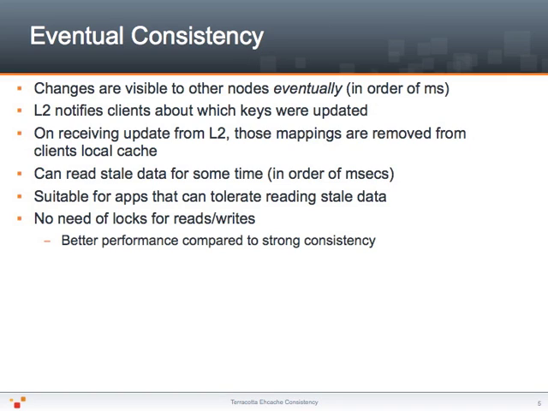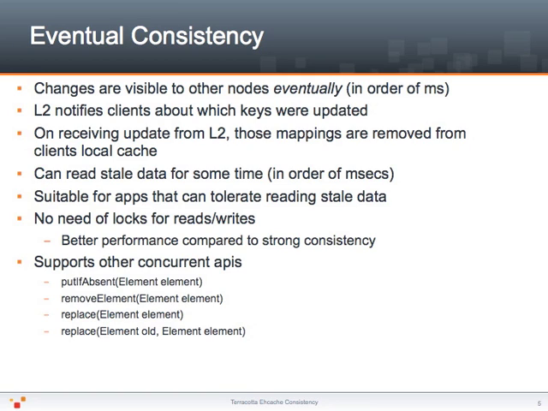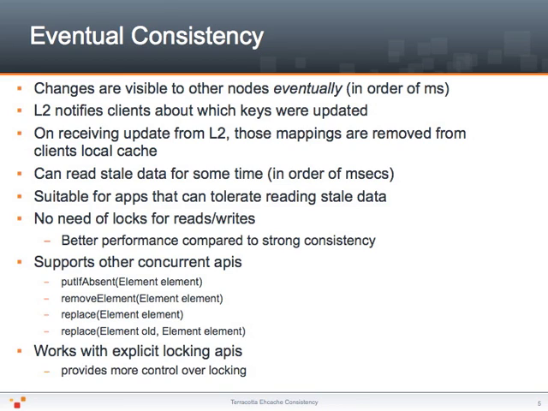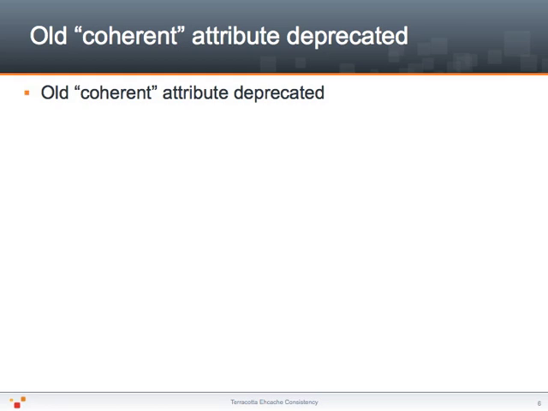Also, for reads and writes with eventual consistency, there is no need for clustered locks, which results in better performance compared to strong consistency. It also supports concurrent APIs in the ehcache interface and also works with the explicit locking APIs. The old coherent attribute has been deprecated and the new consistency attribute should be used instead.